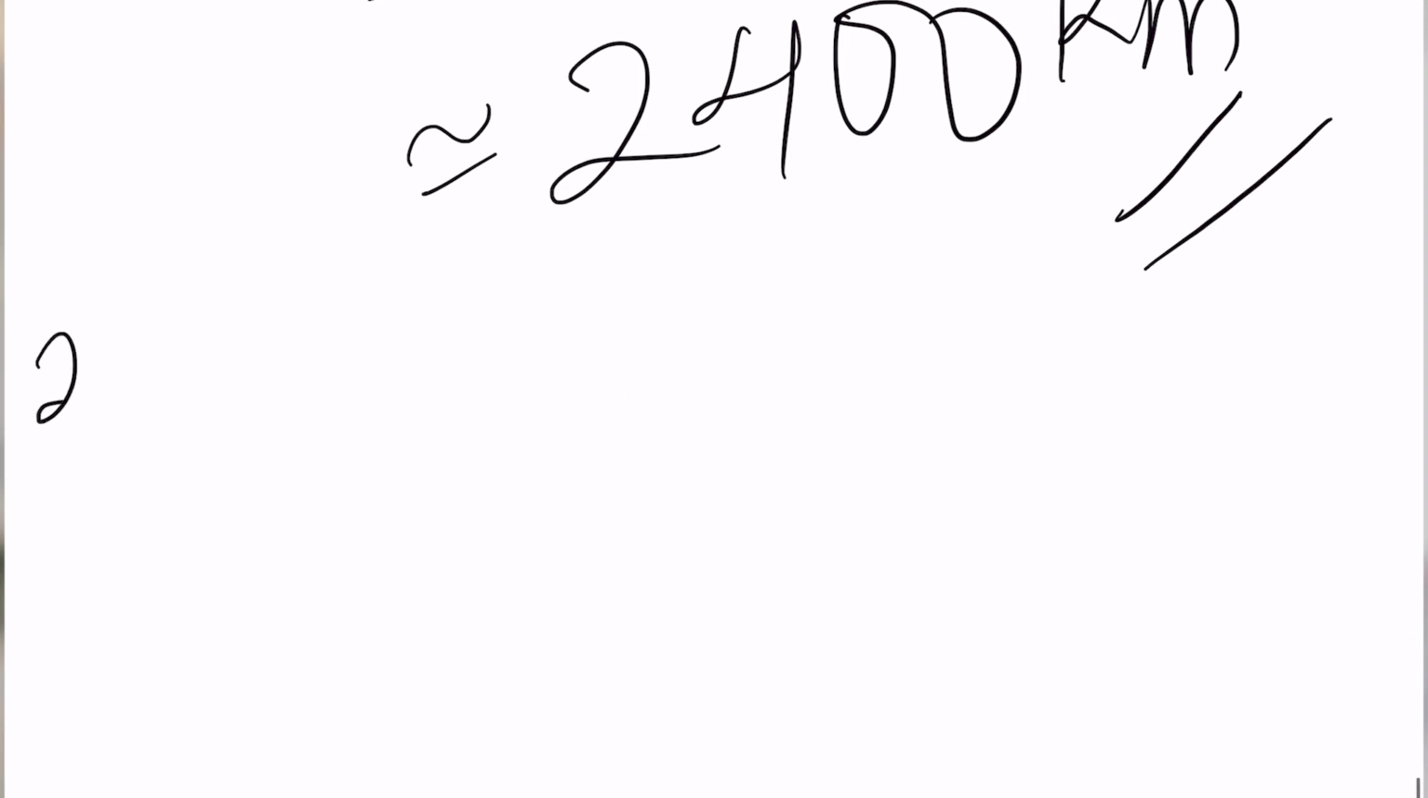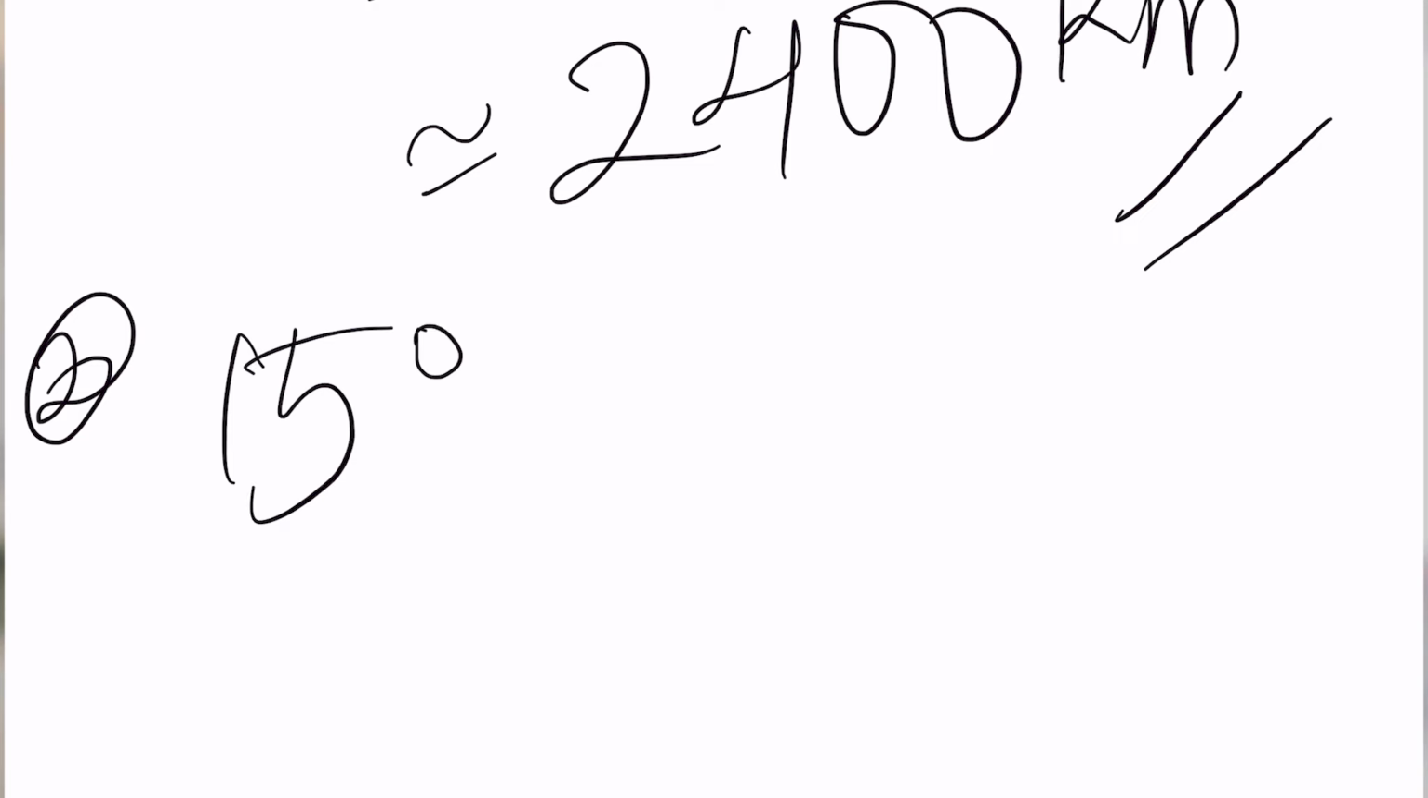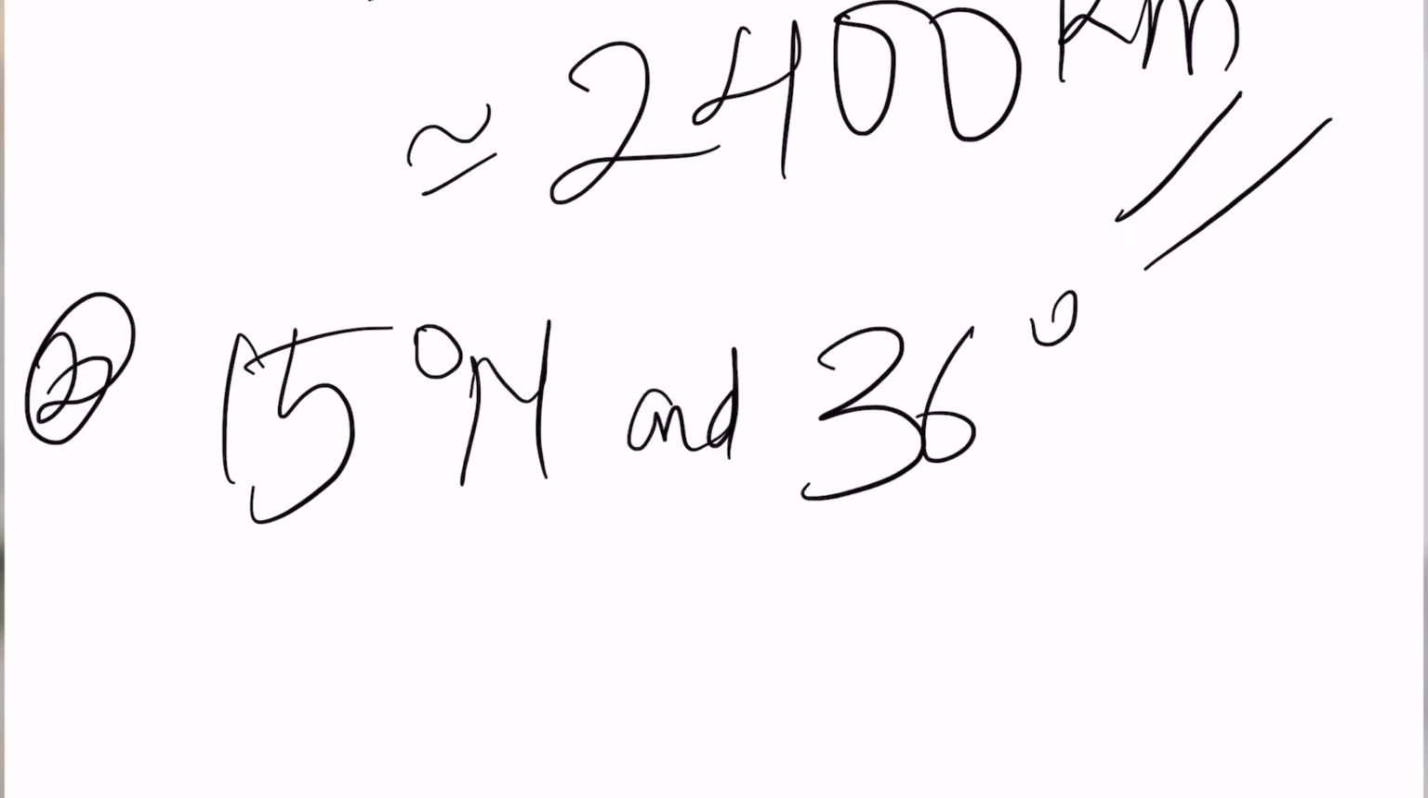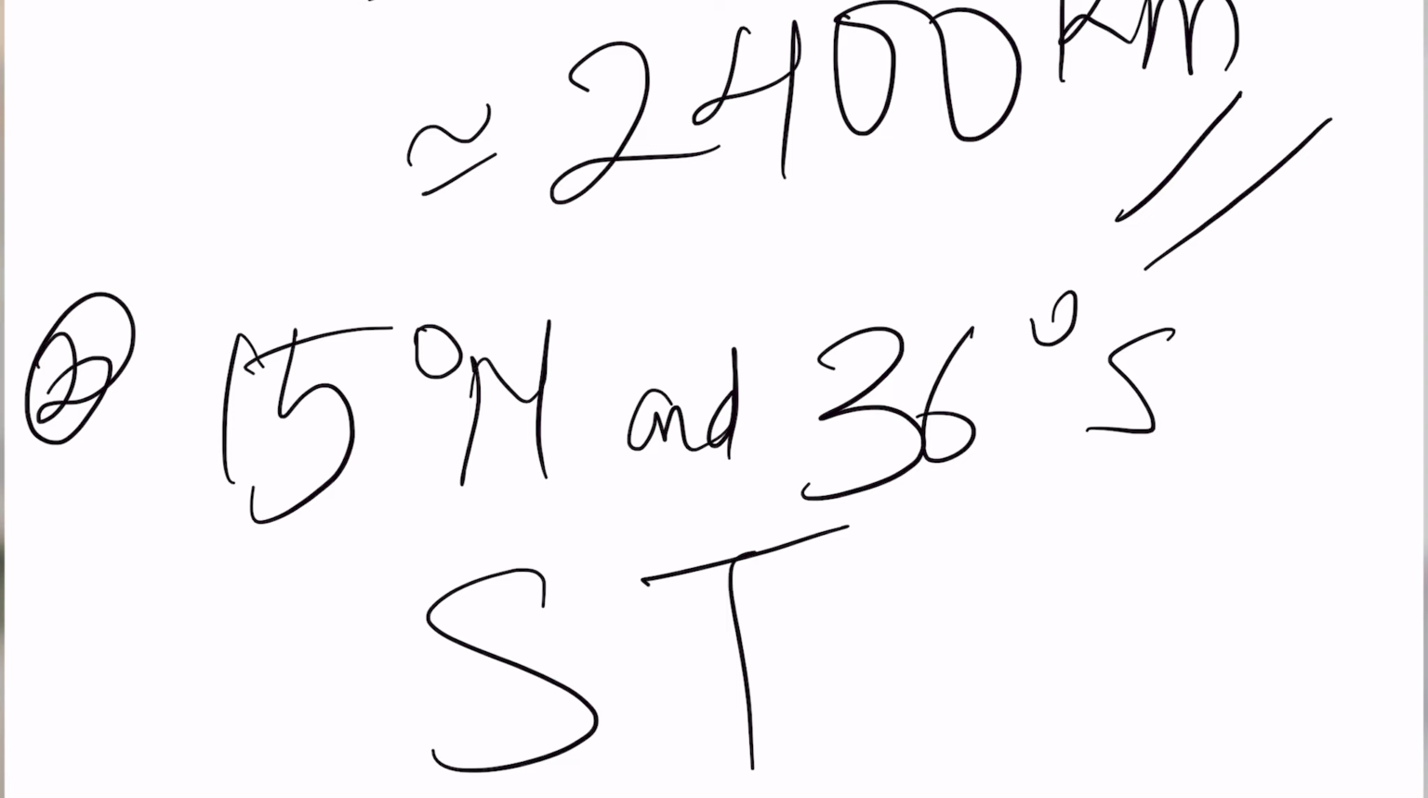Now, the second example for today: 2 places S and T have the same longitude. Their latitudes are 15 degrees north and 36 degrees south. We have to calculate the great circle distance ST, which are the 2 places.